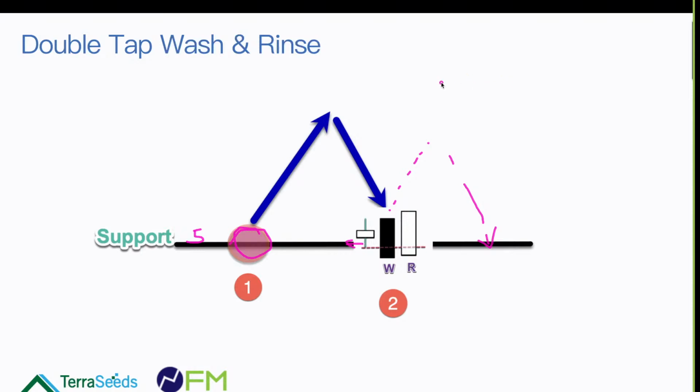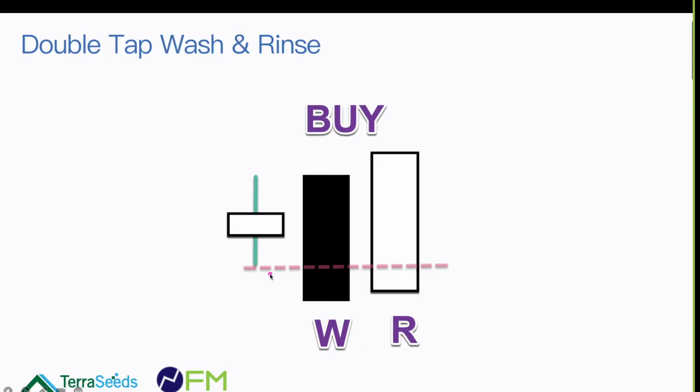Now, here's one key question that you didn't ask me. For wash and rinse, if this is the wash line, now this is the wash bar. That means the price actually moves down. Now, assuming that there are many bars that stay below it before it results in a rinse bar. So this situation can happen. It need not be immediately after. There can be many bars below.